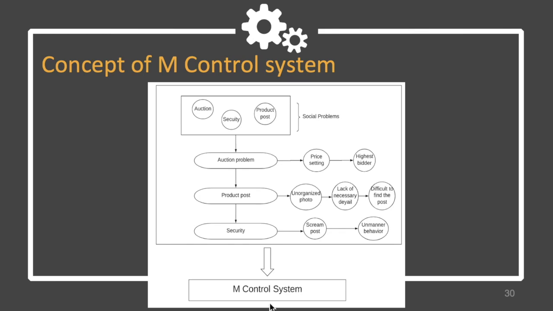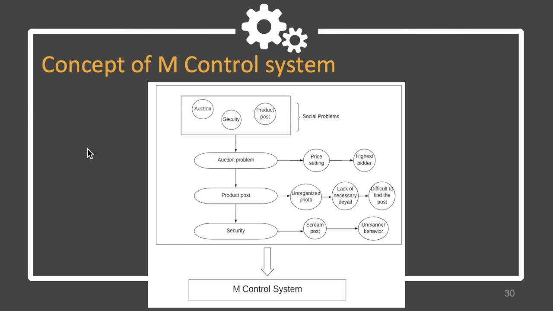From this diagram, we define three social problems for Thai users within this environment. The Facebook auction group's social problems are auction, security, and product post. The first one is the auction problem. They can be classified into criteria for price setting and highest bidder.